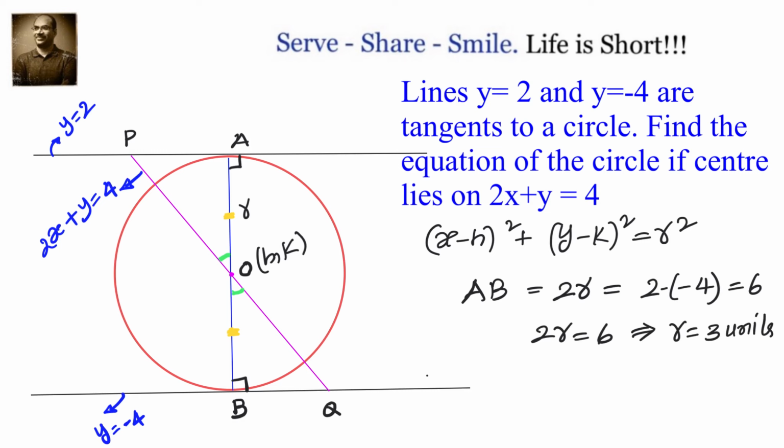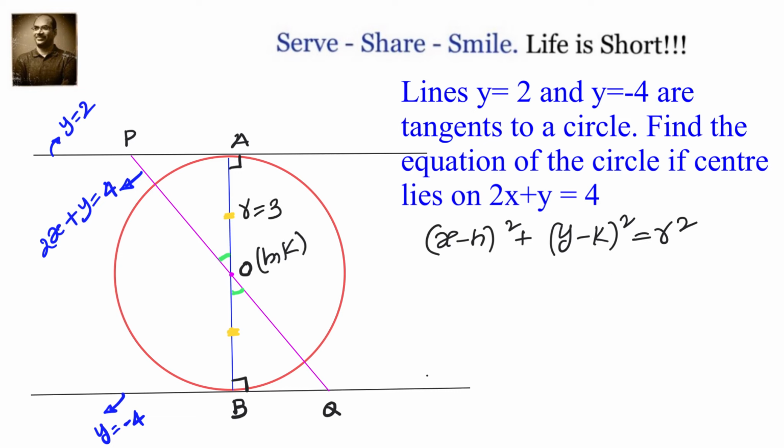Now once we have the radius, the only thing left is to find the coordinates of the center. There are a couple of methods to do that. One of the methods we are taking is congruency of triangles. Very clearly, OA equals OB because O is the midpoint of A and B, the extremities of the diameter. We have two triangles, OAP and OBQ, congruent to each other.